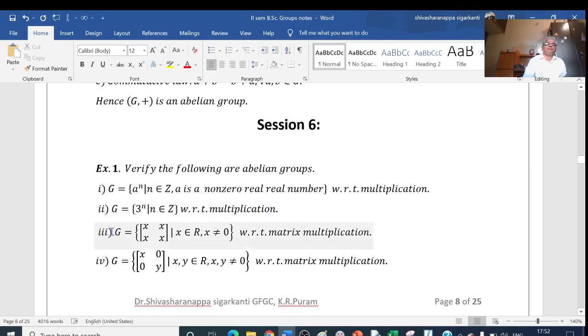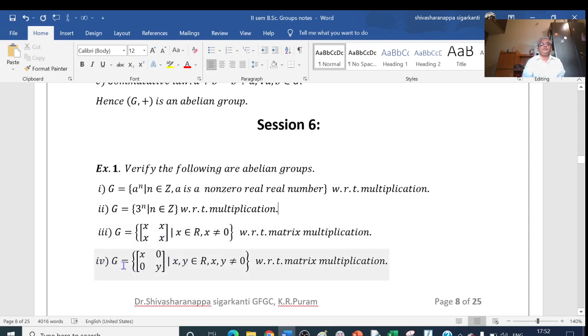And third one: G is the set consisting of all 2 by 2 matrices where each element is the same, x, x, x, x, and x is a real number, x is not equal to 0. That is, this is a 2 by 2 non-zero matrix and all the elements are the same here. This is with respect to matrix multiplication.